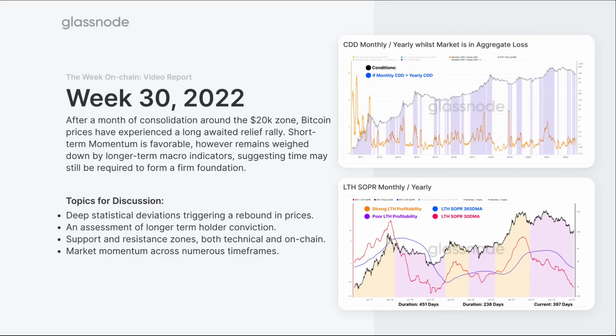We're going to look at things like support and resistance zones, both from a technical and an on-chain standpoint. And again, what we're looking for here is confluence, where there are multiple models suggesting the same outcome. And then we're finally going to close with market momentum, looking at a couple of gradient oscillators to really assess, over multiple time frames, what does market structure look like in terms of the momentum? Where is the overall shift in the market starting to move to?